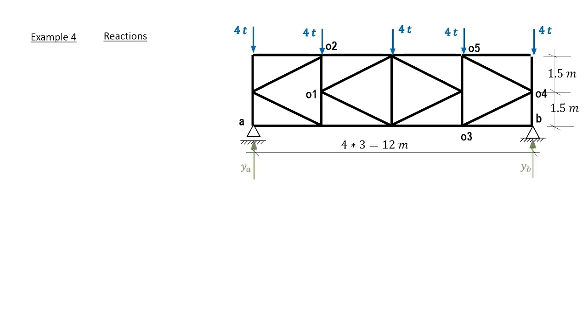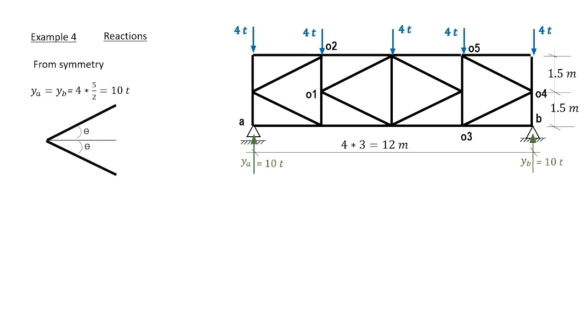For the reactions, we have YA and YB. Of course, we have an XB here, but it is 0 because we have no horizontal forces. From symmetry, YA equals YB, and we have 1, 2, 3, 4, 5 loads of 4 tons. Each support carries half the load. So we have 4 tons multiplied by 5 over 2. Each support has a reaction of 10 tons.